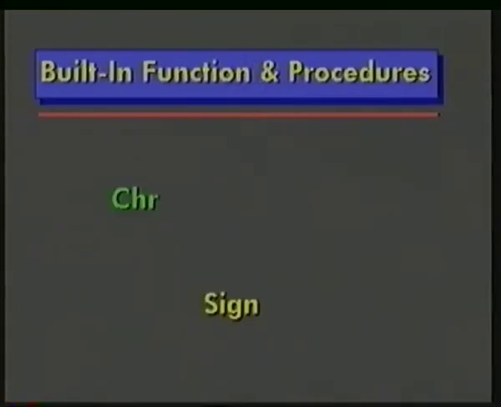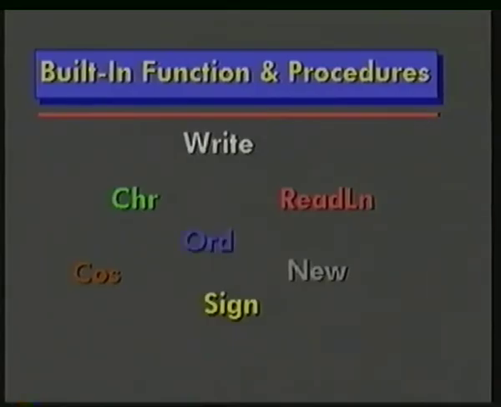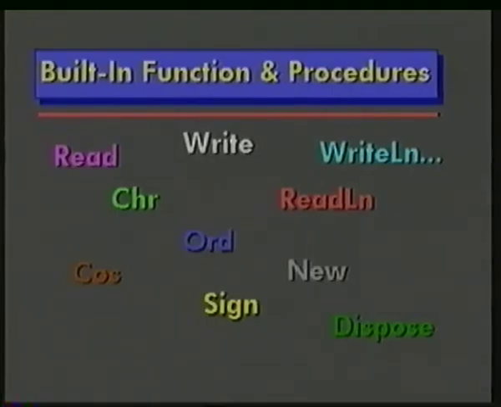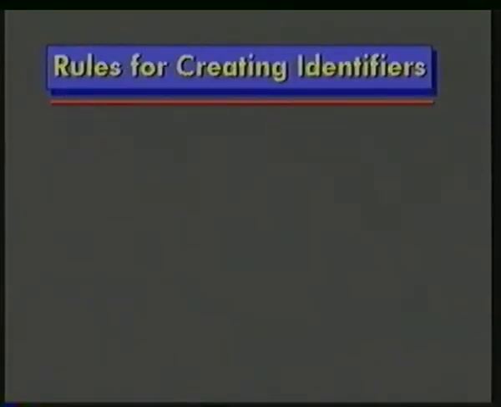And here are some names of built-in functions and procedures. Although they're not, strictly speaking, reserved words, it's generally a good idea to avoid using these names as programmer-defined identifiers. The online help system has a complete list of built-in functions and procedures. Now that we know what we can't use when making identifiers, let's take a brief look at the rules for making identifiers that we can use.